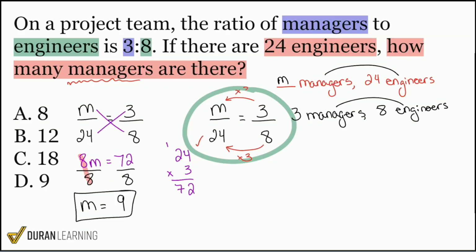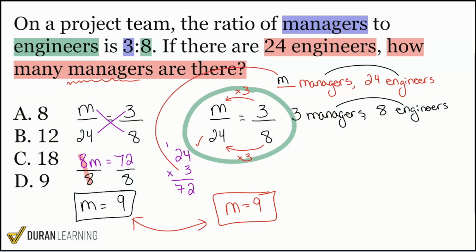3 times 3, what's that going to be? And that's going to be 9. M equals 9. And look at that. Same correct answer. And if we noticed that the numbers were convenient, then boom, that is what allows us to get the correct answer much, much, much faster. So again, there's our correct answer, answer choice D.